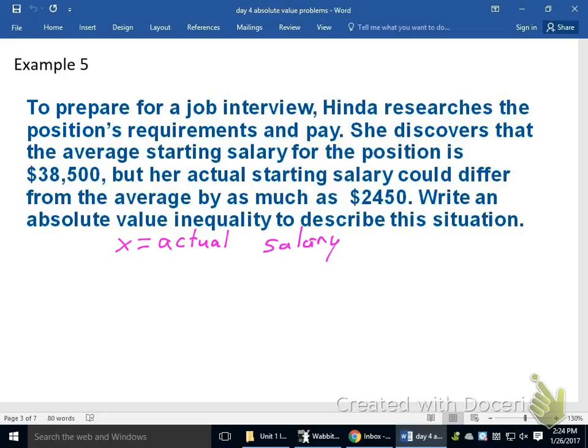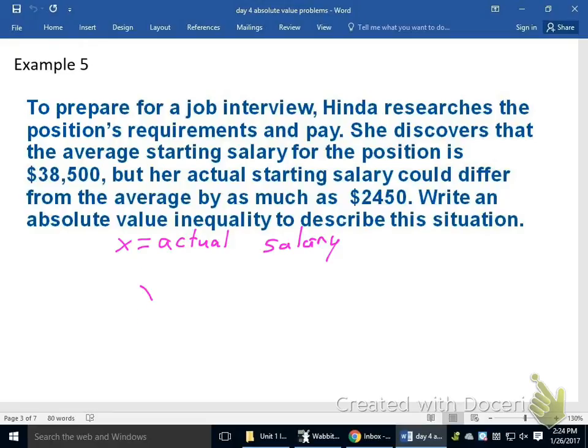Really common problem for absolute values is to see one like this. Now, here's the deal. There's going to be a difference between her actual salary and the $38,500. Now, that difference could be 0 because she could actually get paid that, but she can get paid higher or lower than that. And here's how we're going to represent it.